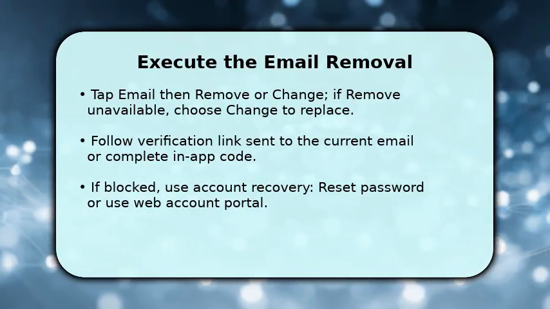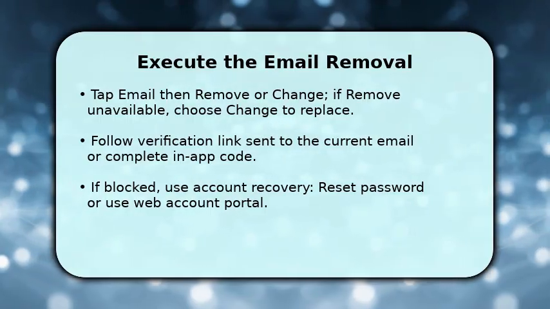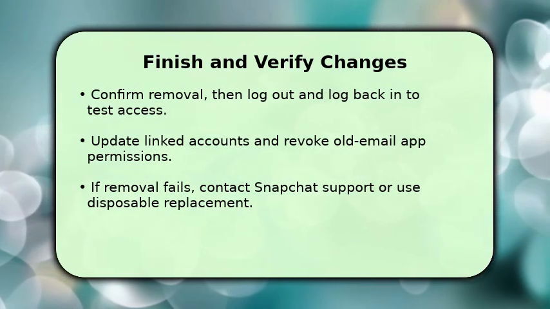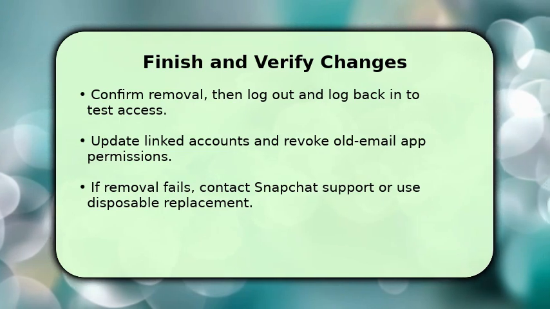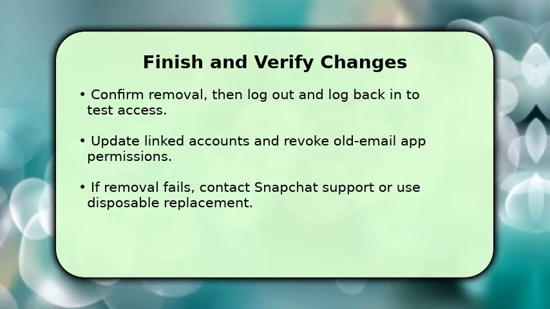You finalize by confirming the change in app and then logging out and back in to verify no email is listed. Once removed, update any linked services and revoke permissions tied to the old email to prevent access.